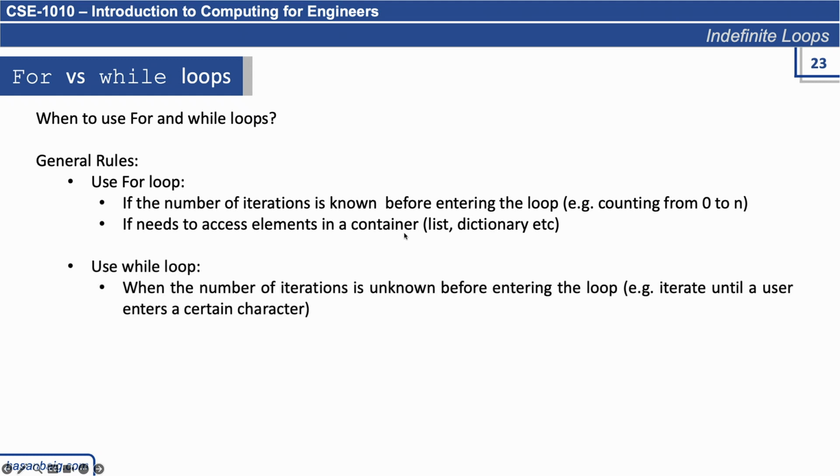Use a while loop when the number of iterations is unknown before entering the loop. For example, if you are logging into your computer and you have to enter a password, the computer doesn't know when you will end up providing the correct password. So that's a condition of the while loop. It will keep taking the input, comparing it with the password. Okay.